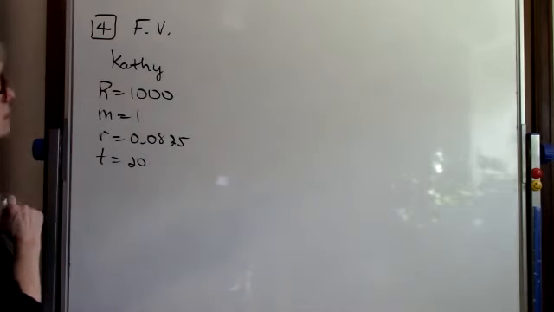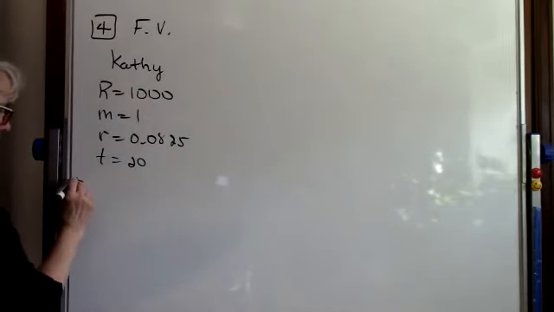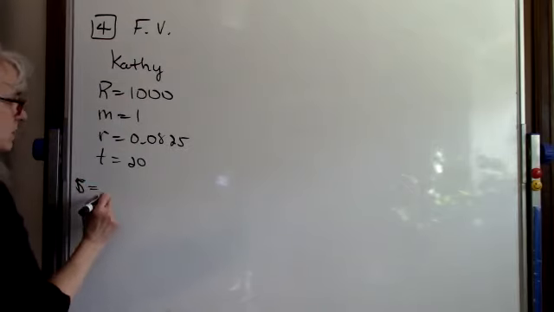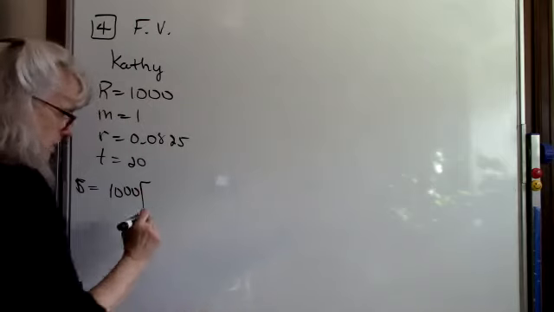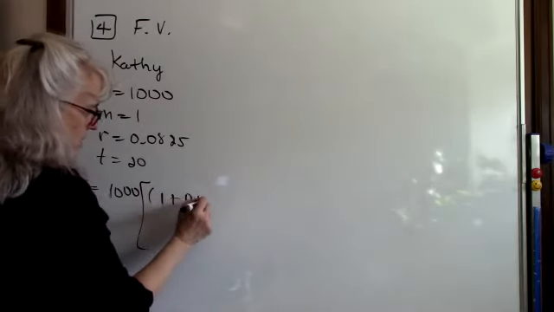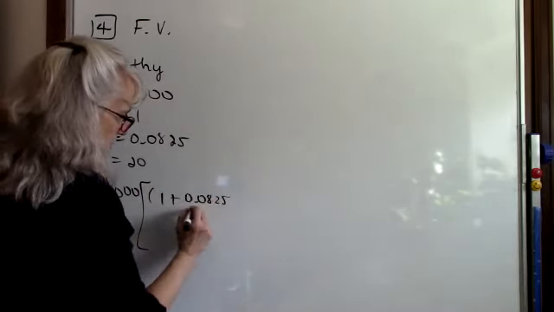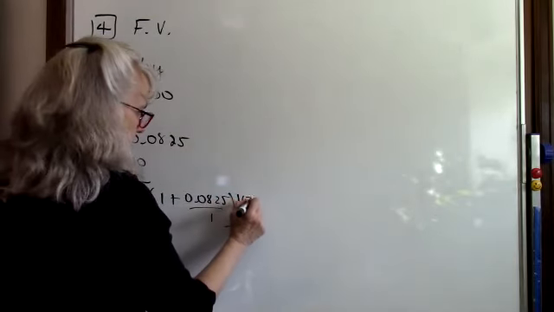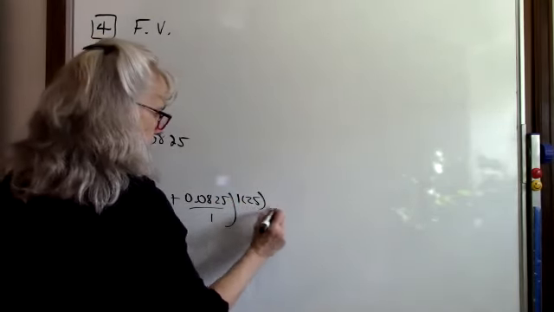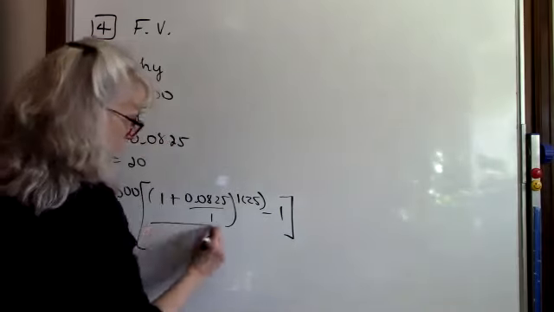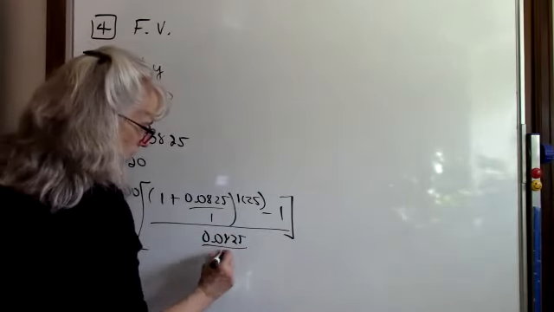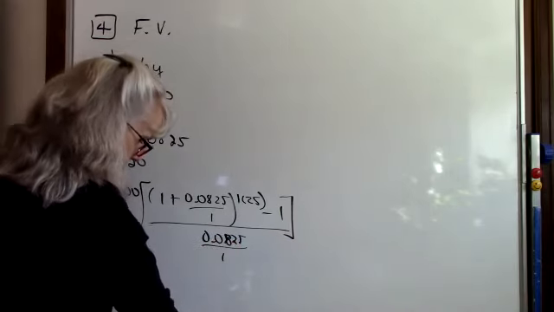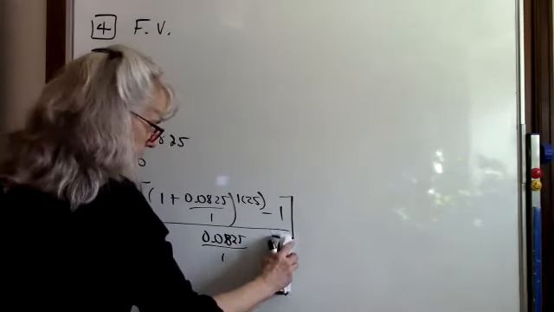So for Kathy, we're going to have S is equal to the $1,000. Let me get the right alphabet soup in here. 1 plus 0.0825 divided by 1, to the 1 times the 20 years, minus 1. And that is all over the 0.0825 divided by 1. And then you head to your calculator, type it all in.